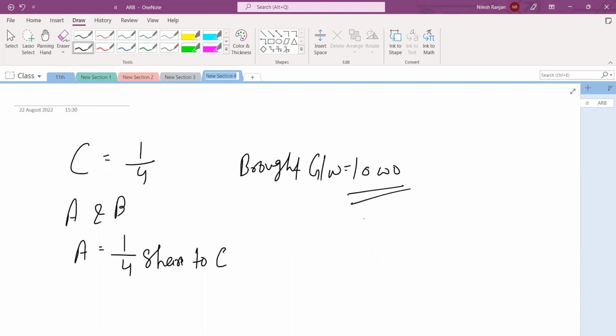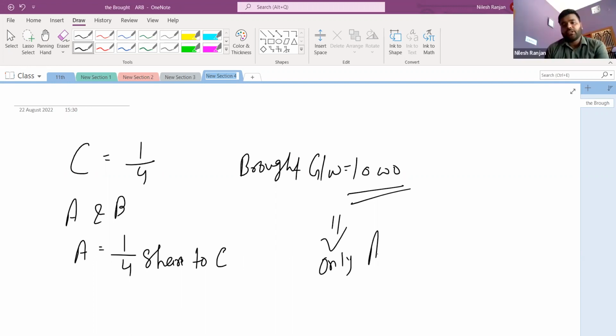Only A. Yes, only A. Not B, because B is not giving a share. So goodwill brought by new partner is compensation for sacrificing partner, not existing partner. If existing partner is not giving anything, then they will not get something in return. So B is not giving anything in here, so he will not get share in goodwill brought by C.